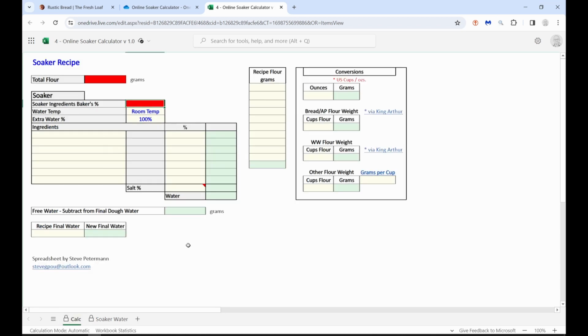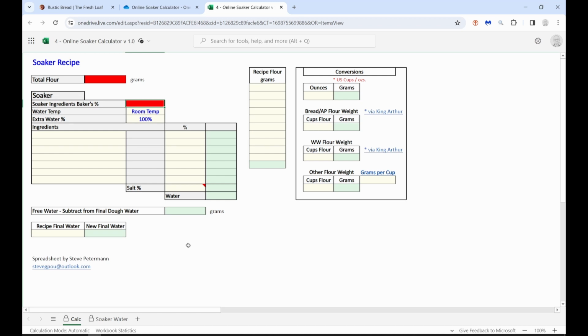So those ingredients are added to a separate batch. Water's added to that and then allowed to soak for an extended period of time. I usually let them soak overnight. Then they can be added to your bread to create different profiles, add some flavors, textures, that sort of thing. I really like Soakers. I've used them all the time.